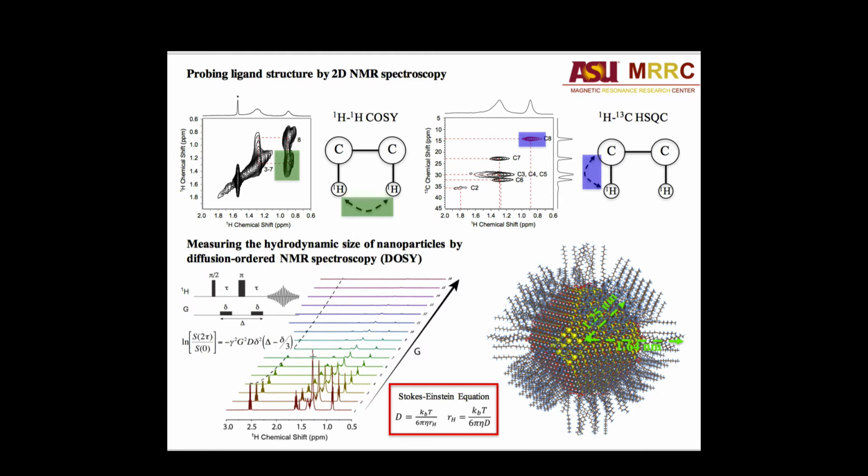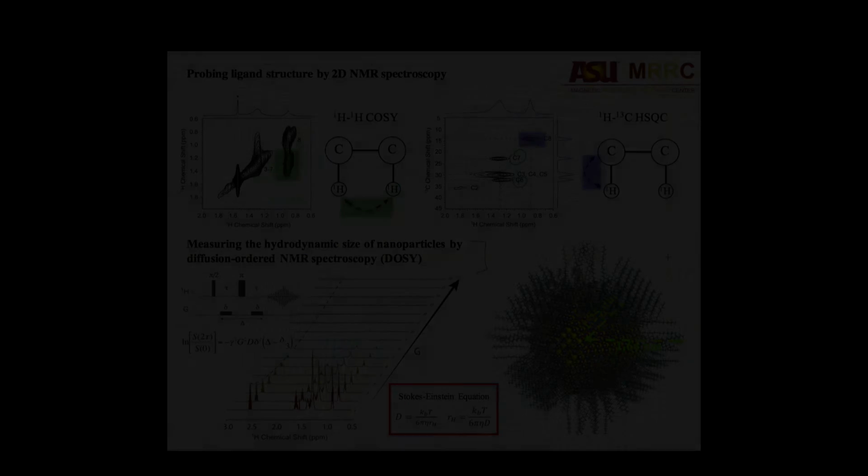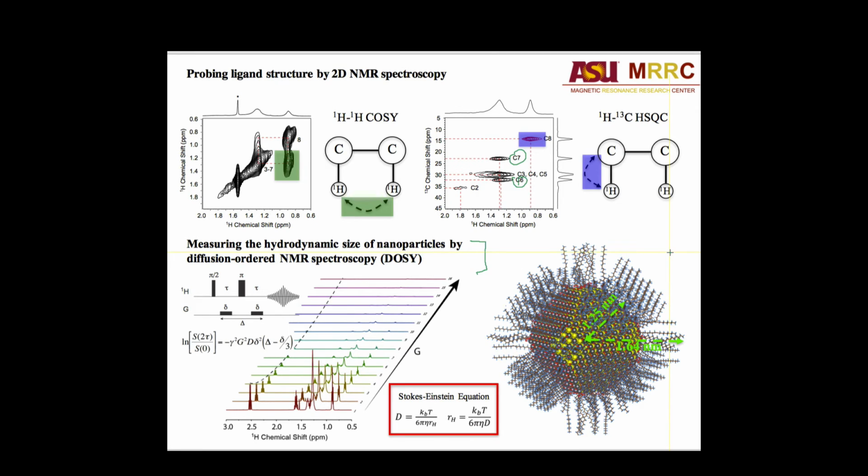And then a very powerful aspect of NMR is that you can try some two-dimensional NMR to get more information compared with single-dimensional NMR spectroscopy. So here we use the proton-proton COSY and the proton-carbon HSQC, two very common 2D NMR spectroscopy to characterize the nanomaterials. So we can see that by using the diffusion coefficient, by using the diffusion order NMR spectroscopy, we can actually determine the size of nanomaterials taking the ligand into consideration.